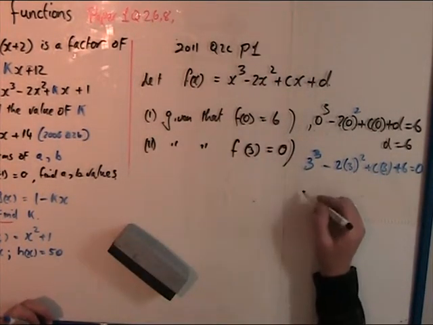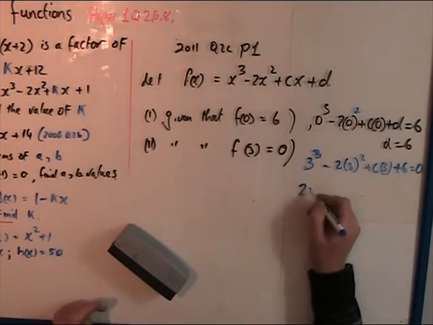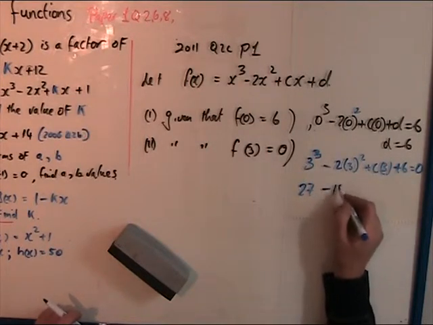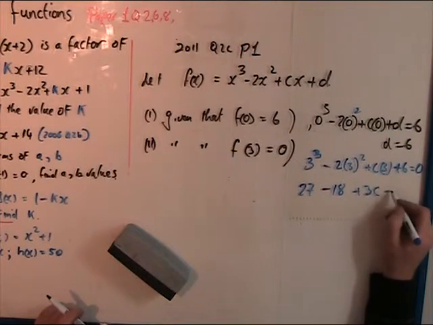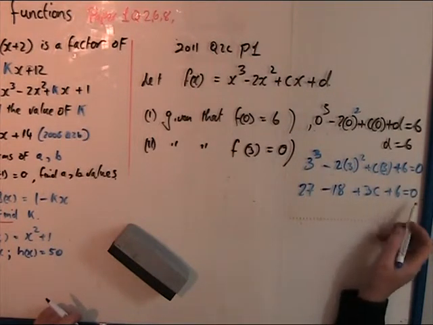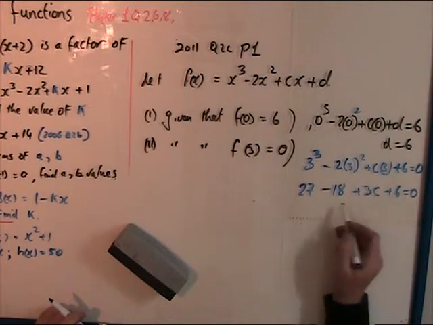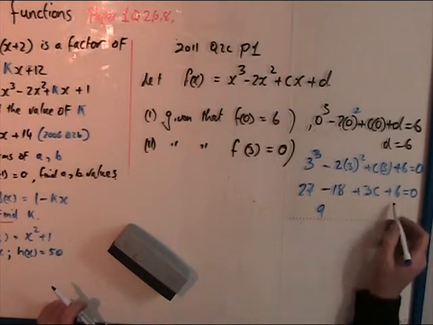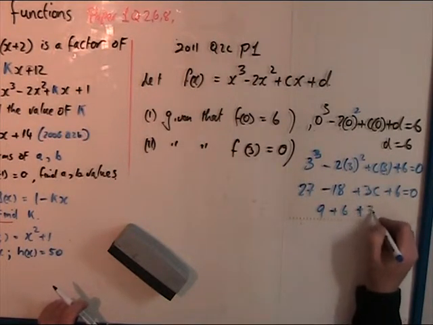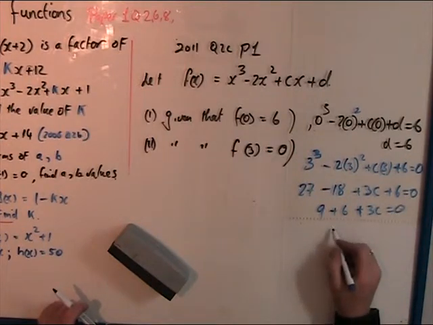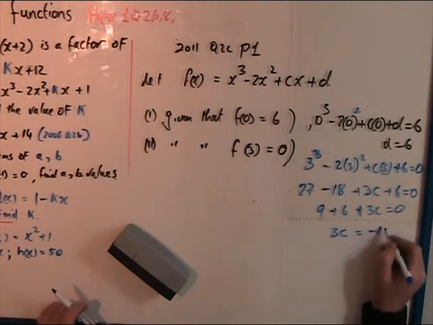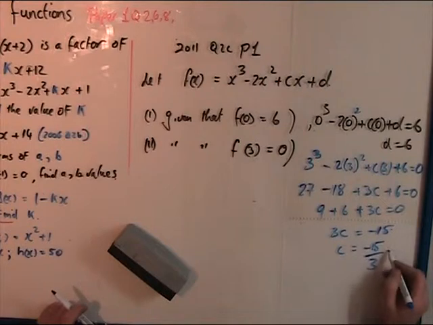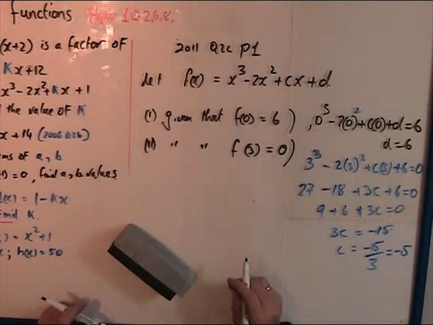So back to this equation. So 27, 3 threes are 9, 2 nines are 18, plus 3c plus 6 is equal to 0. Now solving that across, I can see that it's going to be 27 minus 18, which is 9, plus 6 is plus 3c is equal to 0. So 3c, bring it across, is equal to minus 15. C is equal to minus 15 divided by 3, which is equal to minus 5. Okay.